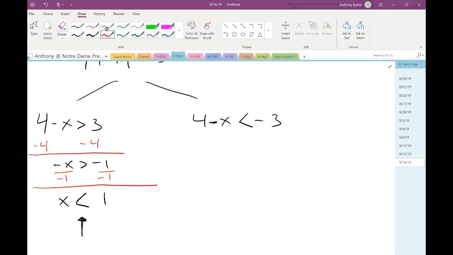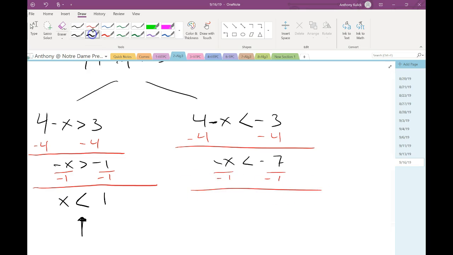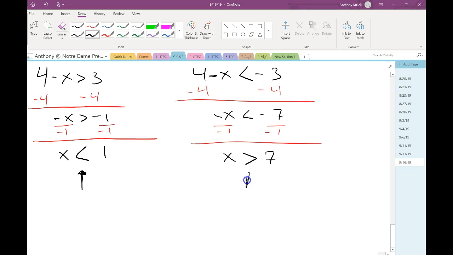Now we're ready to do the other one. So we'll subtract 4, as was suggested earlier. And then what? Good. Divide both sides by negative 1. We got to remember to flip our inequality. So that one was kind of tough. We had to do a couple of flippings in there.